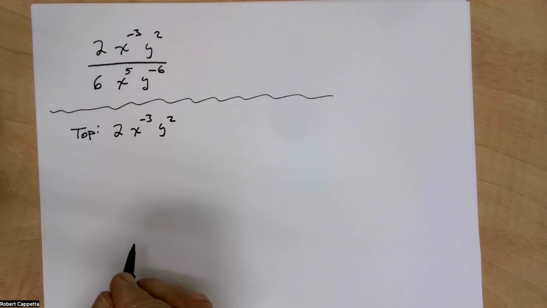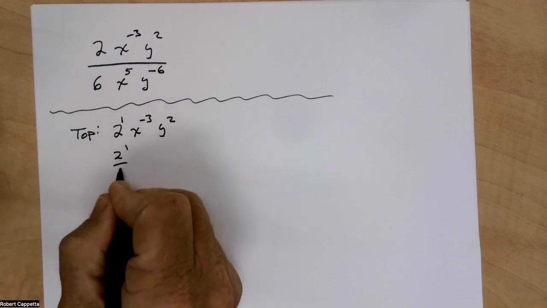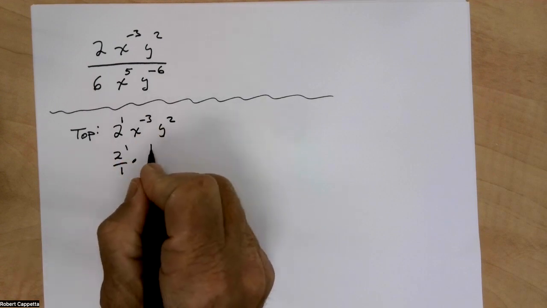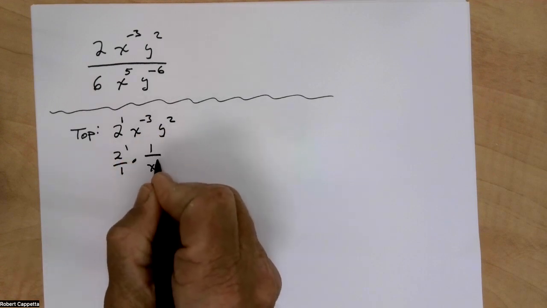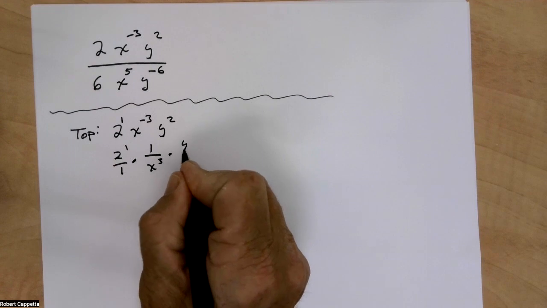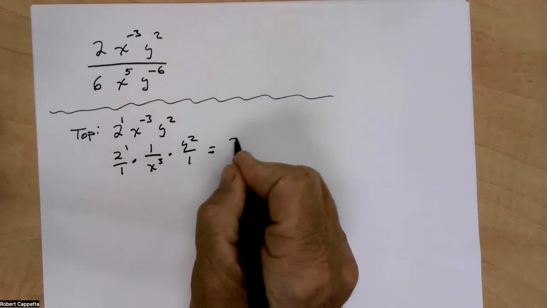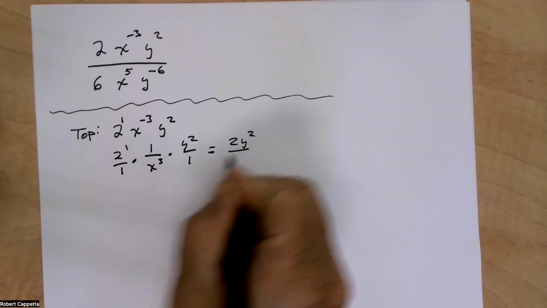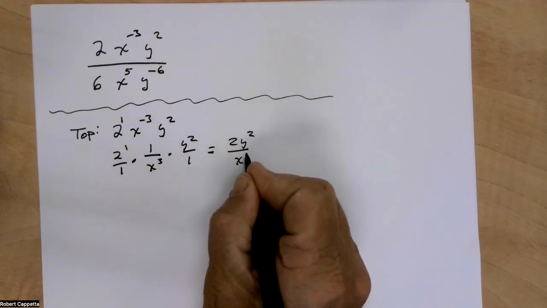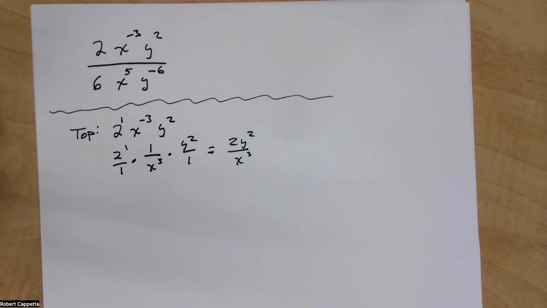What does that mean? Let's give 2 an exponent of 1. That means 2 to the first over 1 times 1 over x to the third times y squared over 1. 2 times 1 times y squared, 2y squared, over 1 times x cubed times 1, x cubed. So we get that is the top, or the numerator.